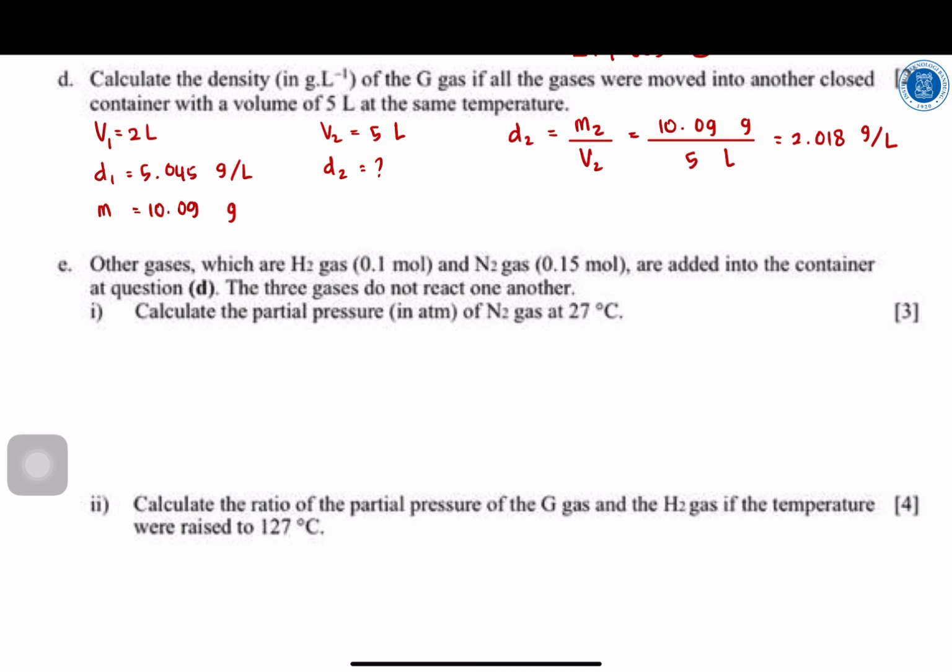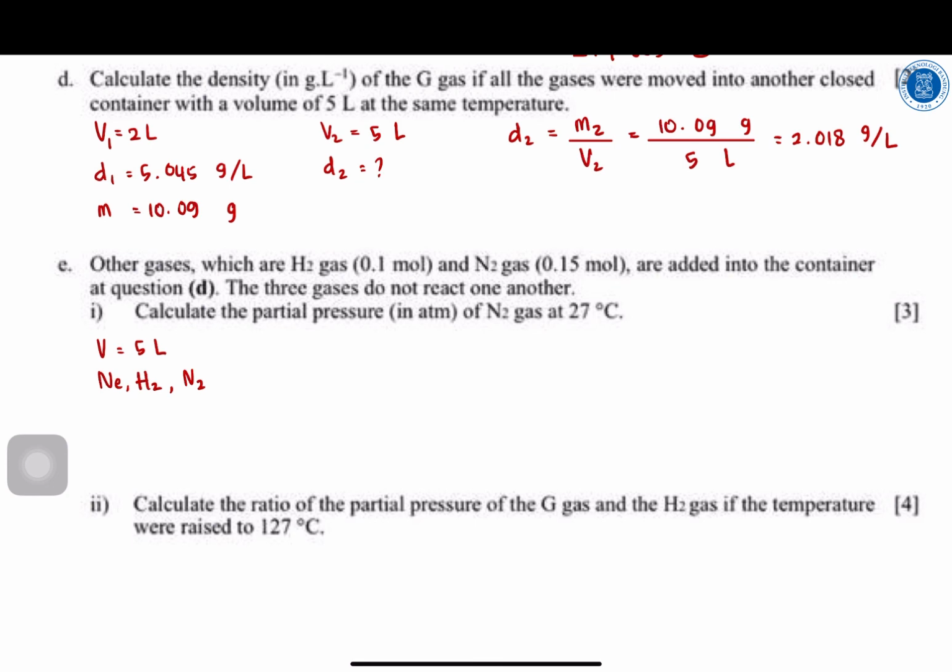Other gases which are hydrogen gas 0.1 mole and nitrogen gas 0.15 mole are added into the container at question D. So now we are using the 5 liter volume, and then the three gases do not react with one another. So now we have a new container which has the volume of 5 liter. So the volume is 5 liter, and then we have neon, the noble gas, and then we have hydrogen gas, and we also have nitrogen gas.